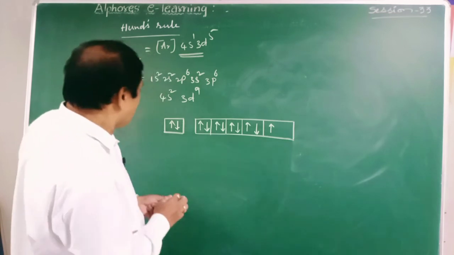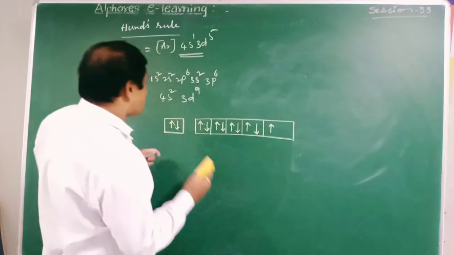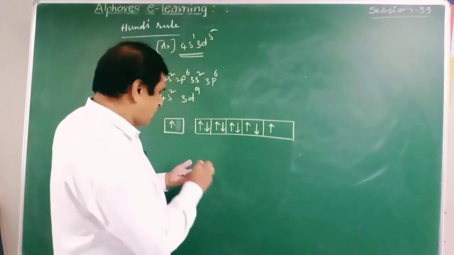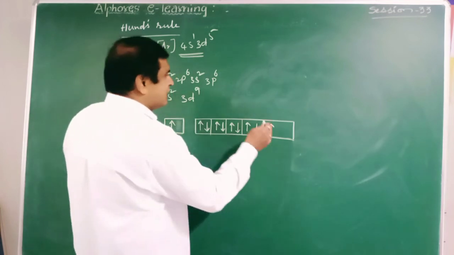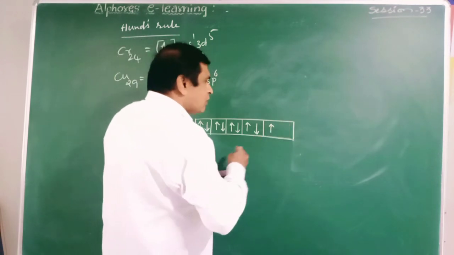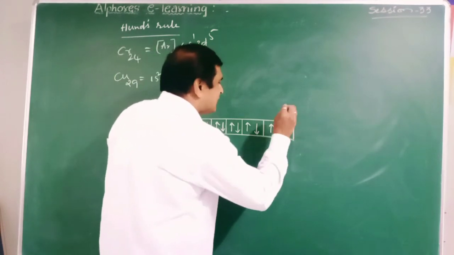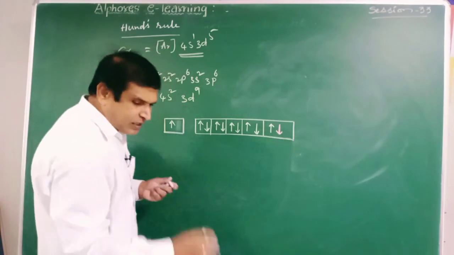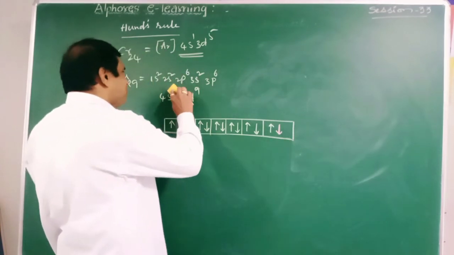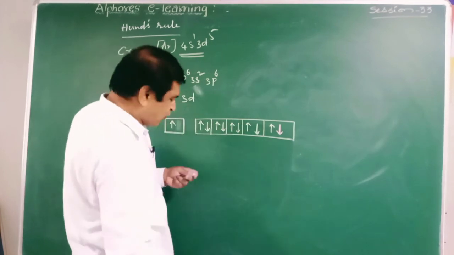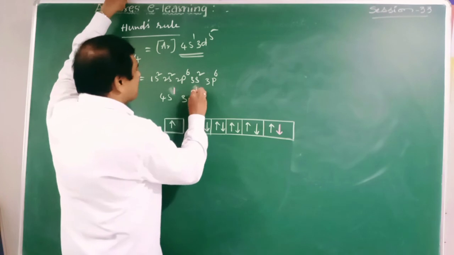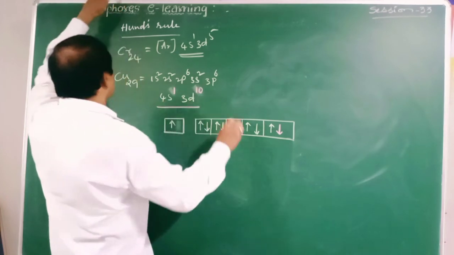Therefore, an s electron is transferred from the 4s orbital to the d orbital. Now the d orbital is completely filled. This configuration is 4s1 3d10. So this is the extra stable configuration for copper 29.